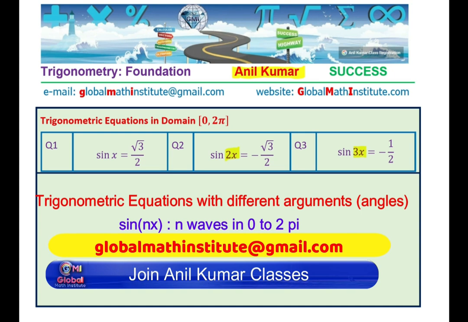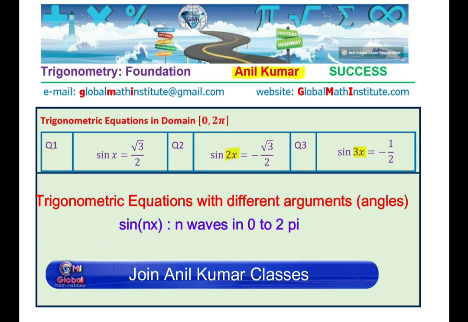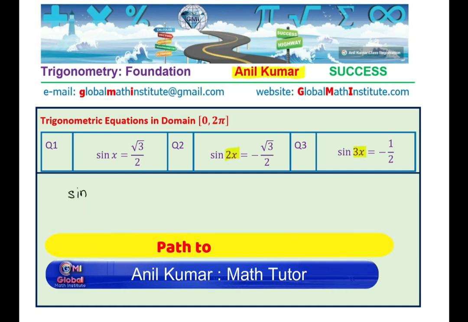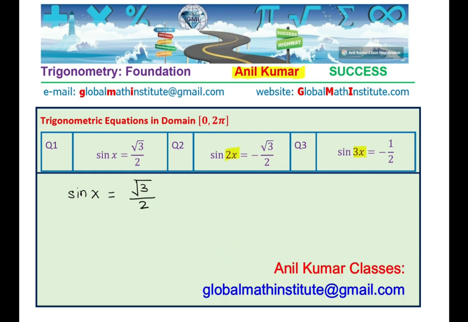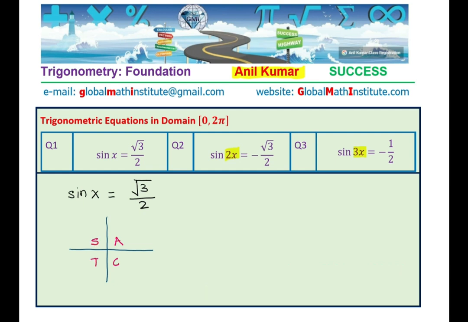Let's begin with the very first question, which is sin x equals square root 3 by 2. Now, when we say the domain is 0 to 2 pi, that means we are looking into the full circle, right? And we know using the CAST rule that sine is positive in quadrant 1 and in quadrant 2. Therefore, there should be at least two solutions, one in quadrant 1 and the other in quadrant 2.